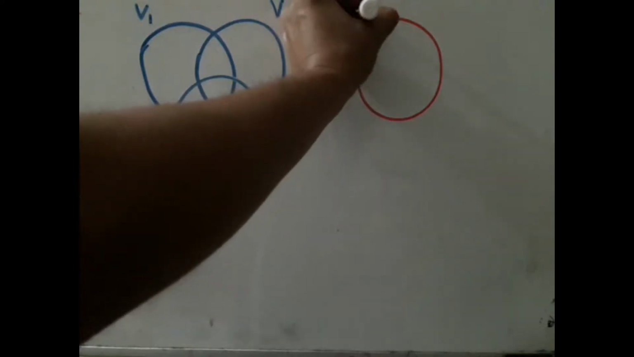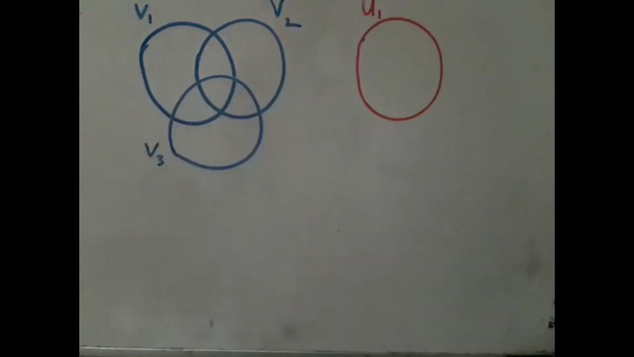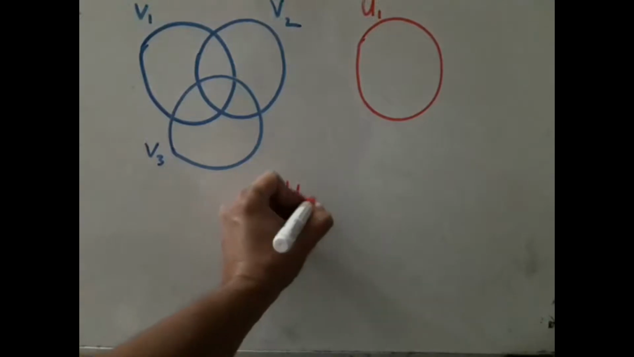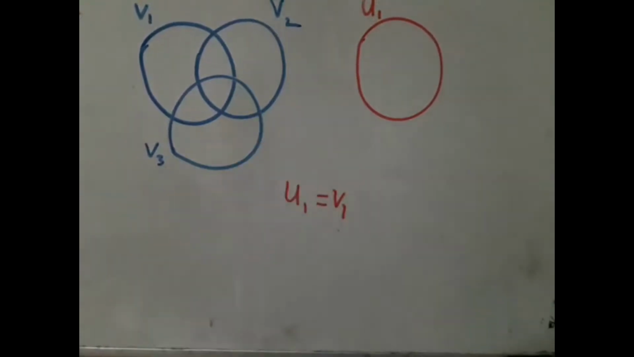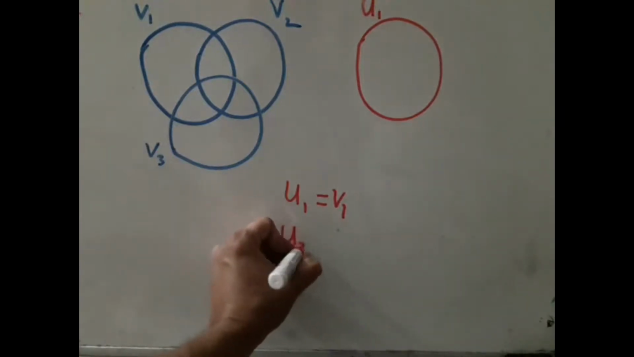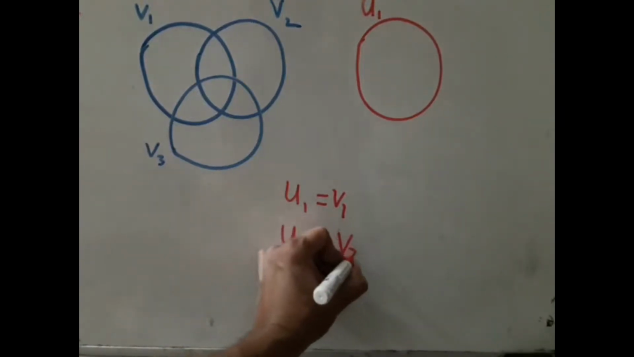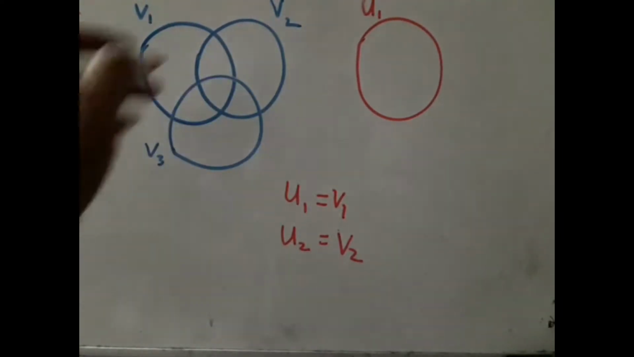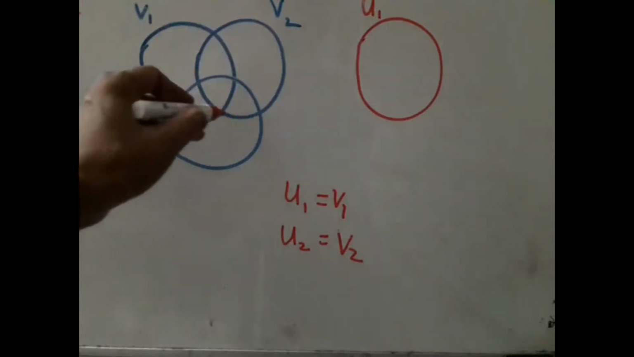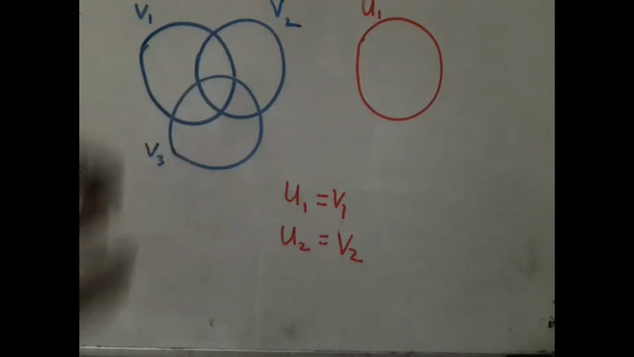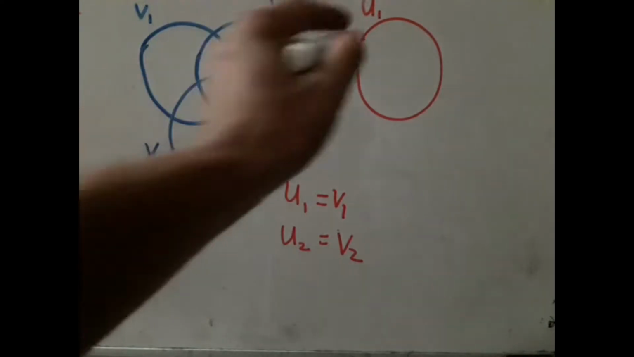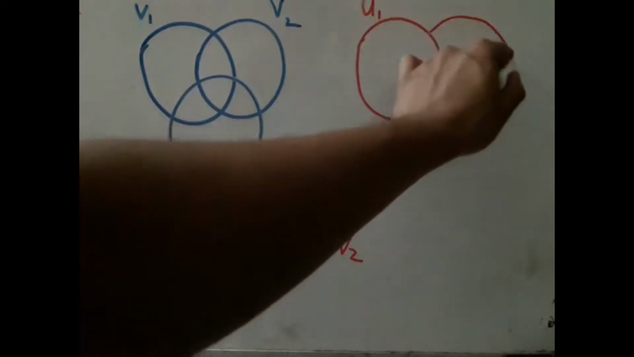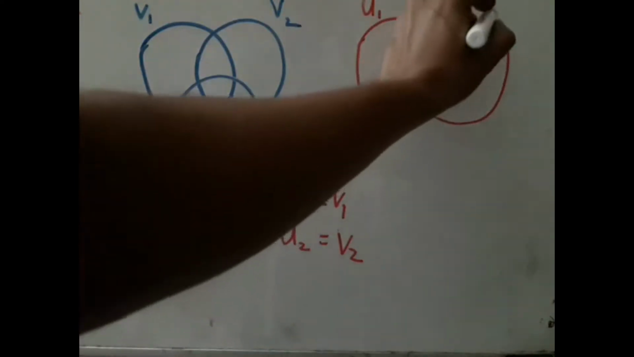The new sets I will call U1, U2, etc. So I take U1 just equal to V1. Now I plan to take U2 equal to V2, but I can't do that because if I take U2 equal to V2, then there will be this overlap which I want to avoid. So I take only that part of V2 which is not already taken care of by V1. So I take my U2 in this way.